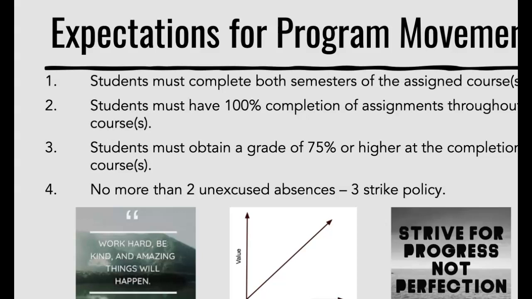The next thing here is strive for progress, not perfection. Okay, so obviously we would all like to be perfect, but we don't want you really harping on yourself too hard here. We're asking you to progress throughout this course, not to be perfect, which is why in order to move up in programs, we're asking you for a 75%. We're not asking you for 100, right? So strive for progress, not for perfection.